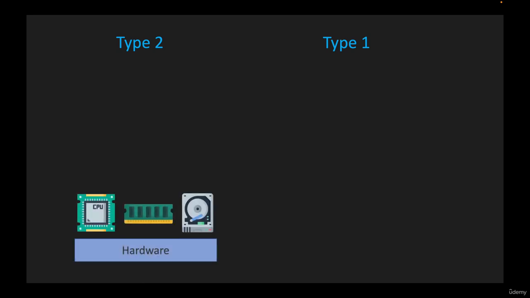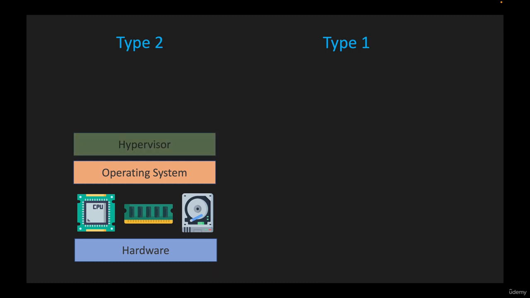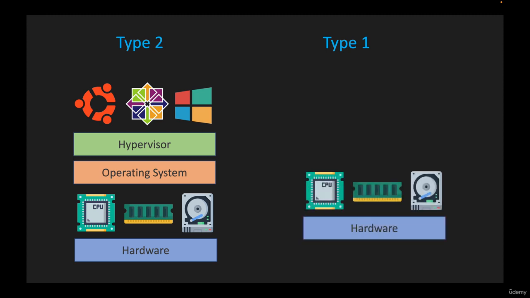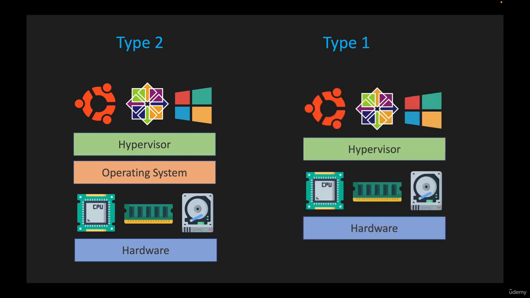We have hardware resources, and then we have a host operating system. On top of it, we have a hypervisor, and on top of the hypervisor, we install different operating systems. However, in a type 1 hypervisor, we install the hypervisor directly on the hardware itself, which means that the hypervisor controls hardware resources directly. We don't need a host operating system, and since we install it on the hardware itself, a type 1 hypervisor is also called a bare metal hypervisor.